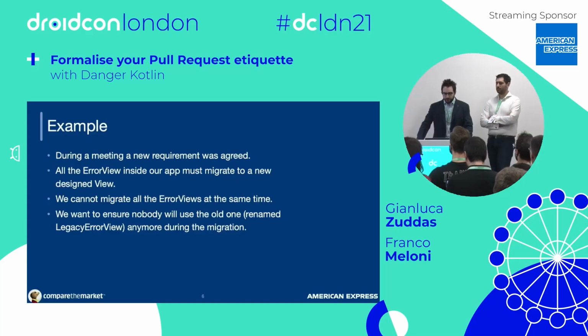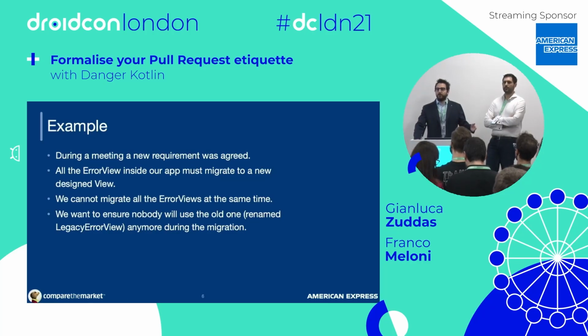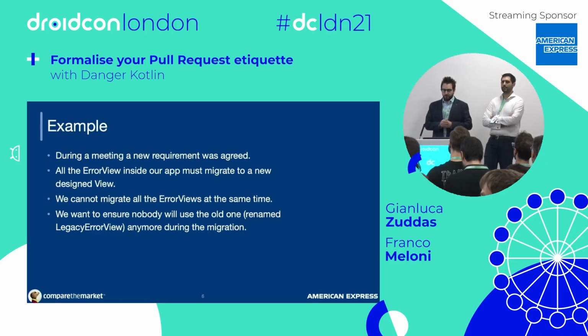To give an example, let's say that the designers arrive at a meeting and say, OK, from now on, we have a new error view. This new error view has a retry button. So differently to the one you had before, you now have to define case by case what happens when you actually press the retry button. So you cannot just migrate all the views to the new error view. You need a strategy to do the migration.